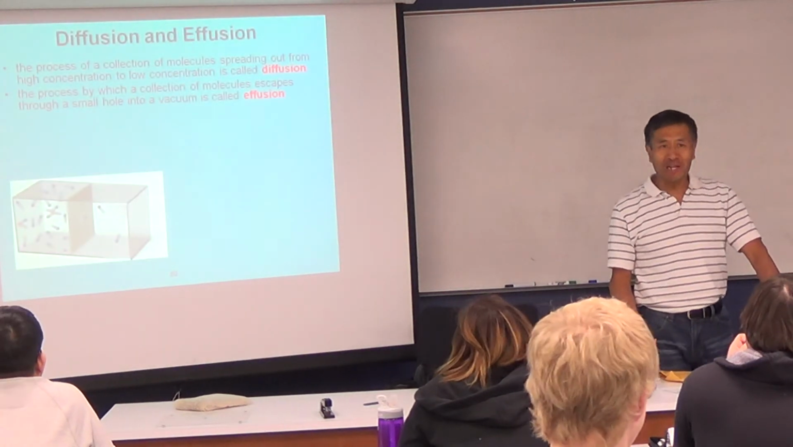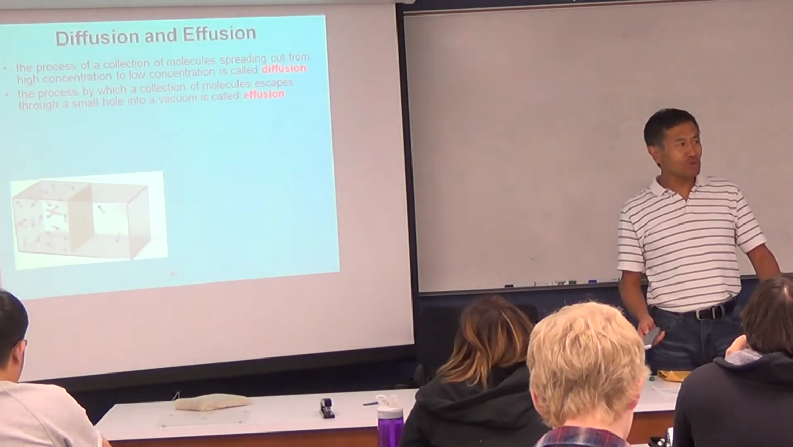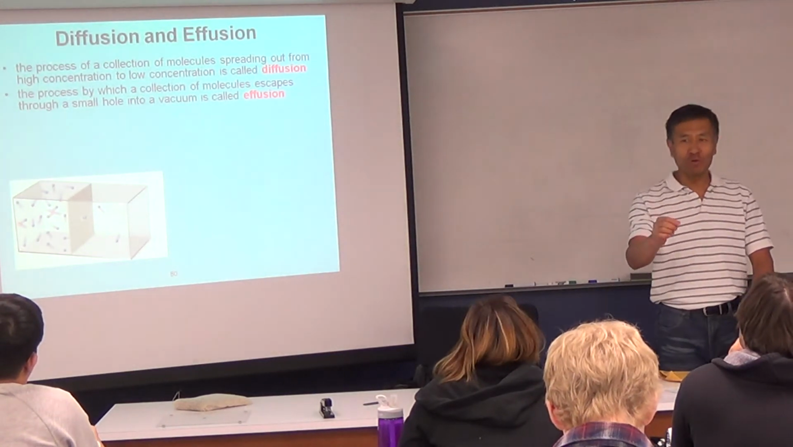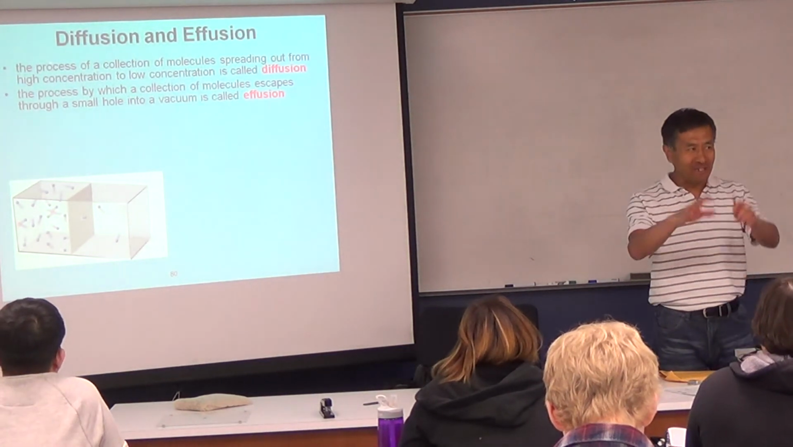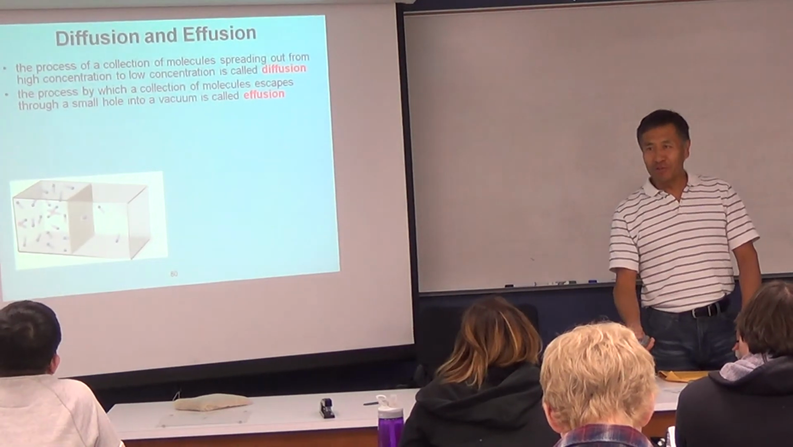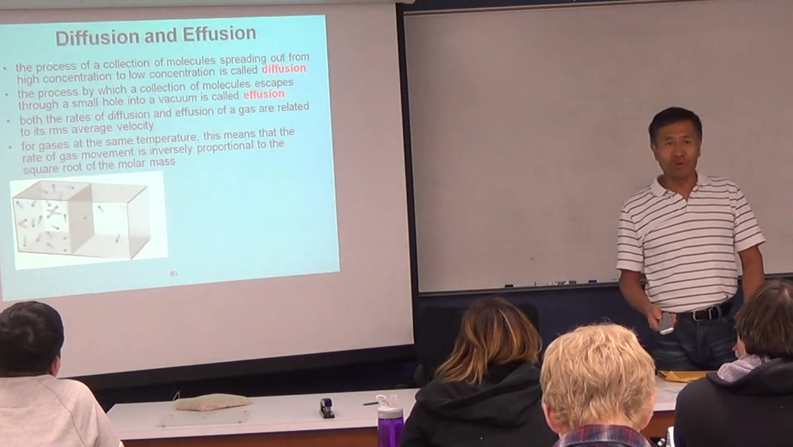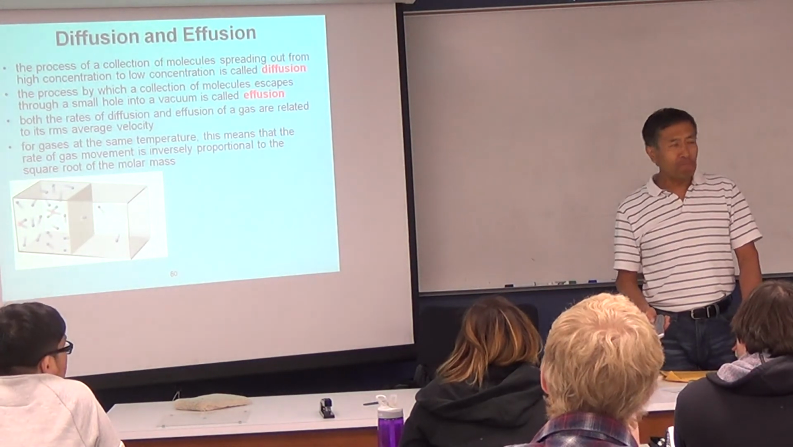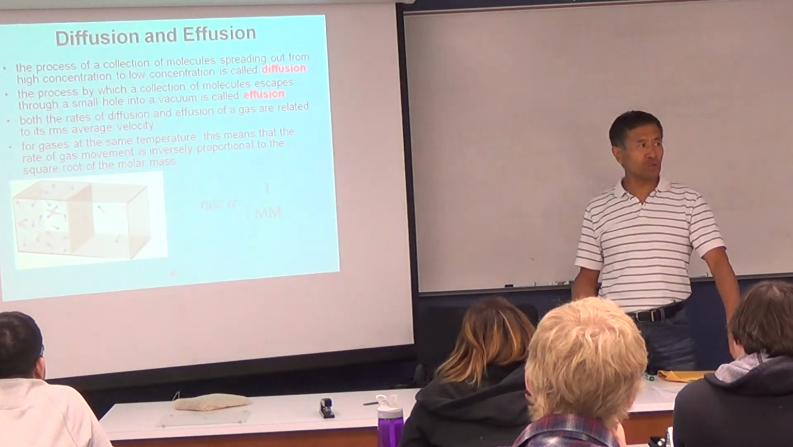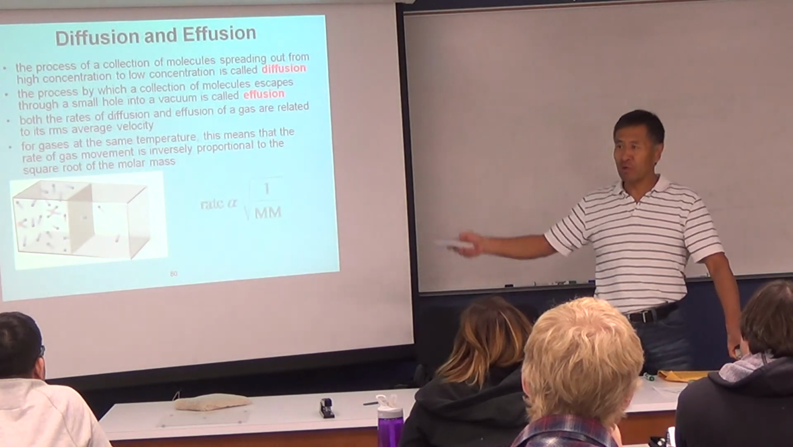So then you have two different processes called effusion and diffusion. I think you should understand. Diffusion, like if you drop ink or milk in water, you will see that gradually it will disappear. That's called diffusion. Effusion is like what this figure tells you. And those rates are proportional to 1 over the square root of the molar mass.